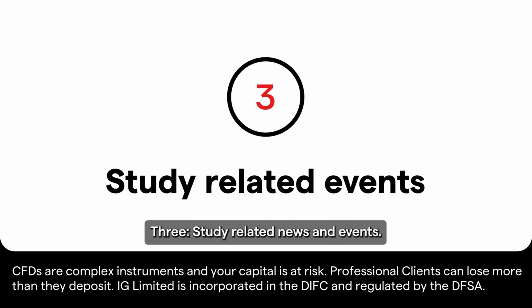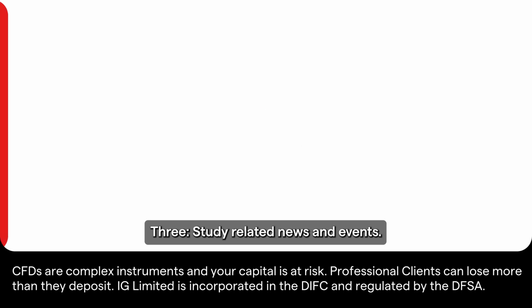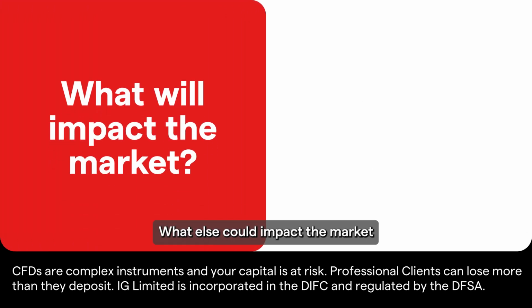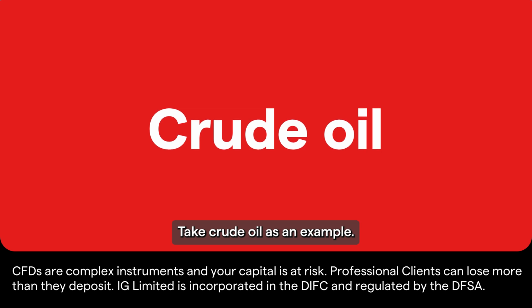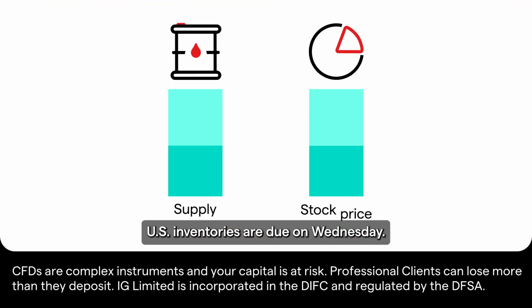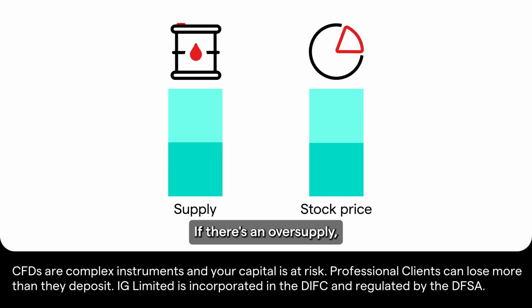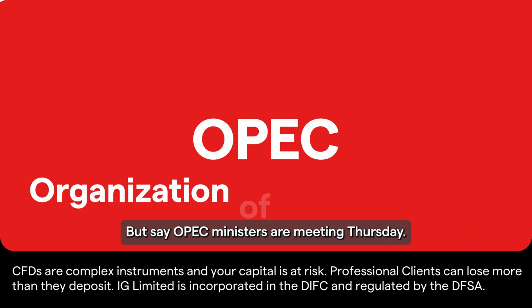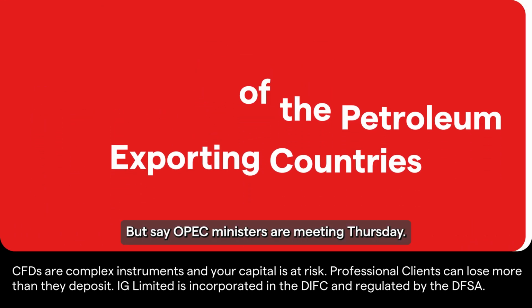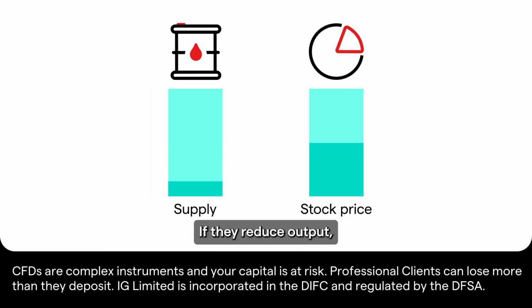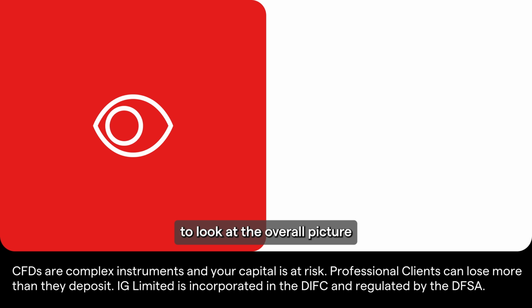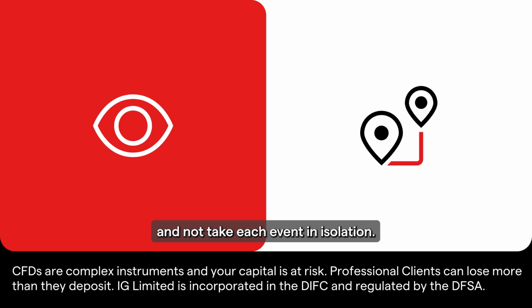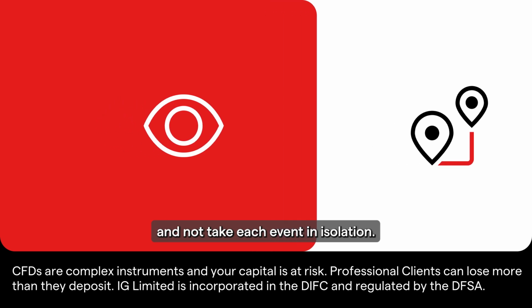3. Study related news and events. What else could impact the market in the wake of the announcement? Take crude oil as an example. US inventories are due on Wednesday. If there's an oversupply, the price should drop. But say OPEC ministers are meeting Thursday. If they reduce output, the price could rise. So, it's essential to look at the overall picture and not take each event in isolation.